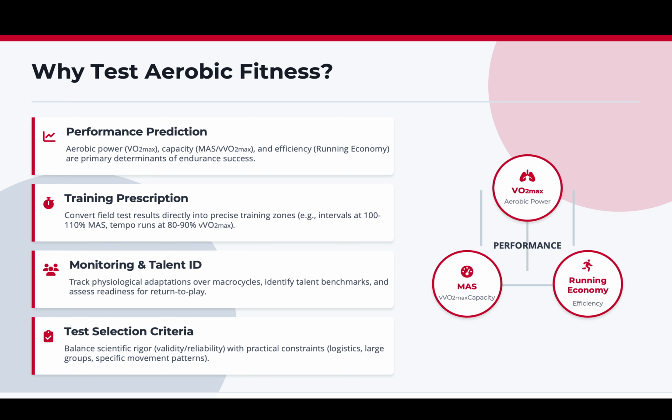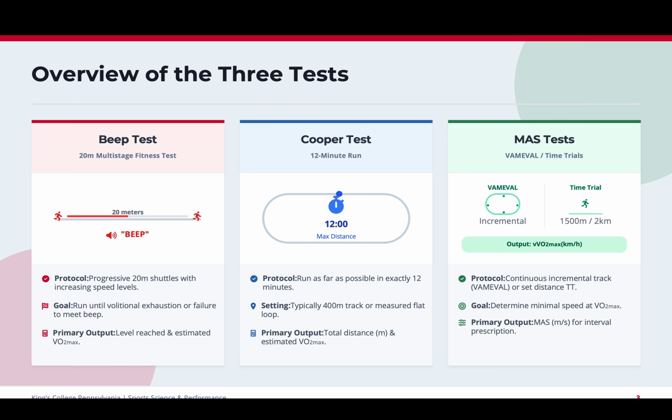You balance scientific rigor, validity, and reliability, as it was said in the class, with practical constraints like logistics, large groups, specific movement patterns, and so on. So the overview of the three tests: the beep test is a 20 meter multi-stage fitness test. The protocol is progressive 20 meter shuttles with increasing speed levels. What's the goal? Run until volitional exhaustion or failure to meet the beep. What's the primary output? Level reached and estimated VO2 max.